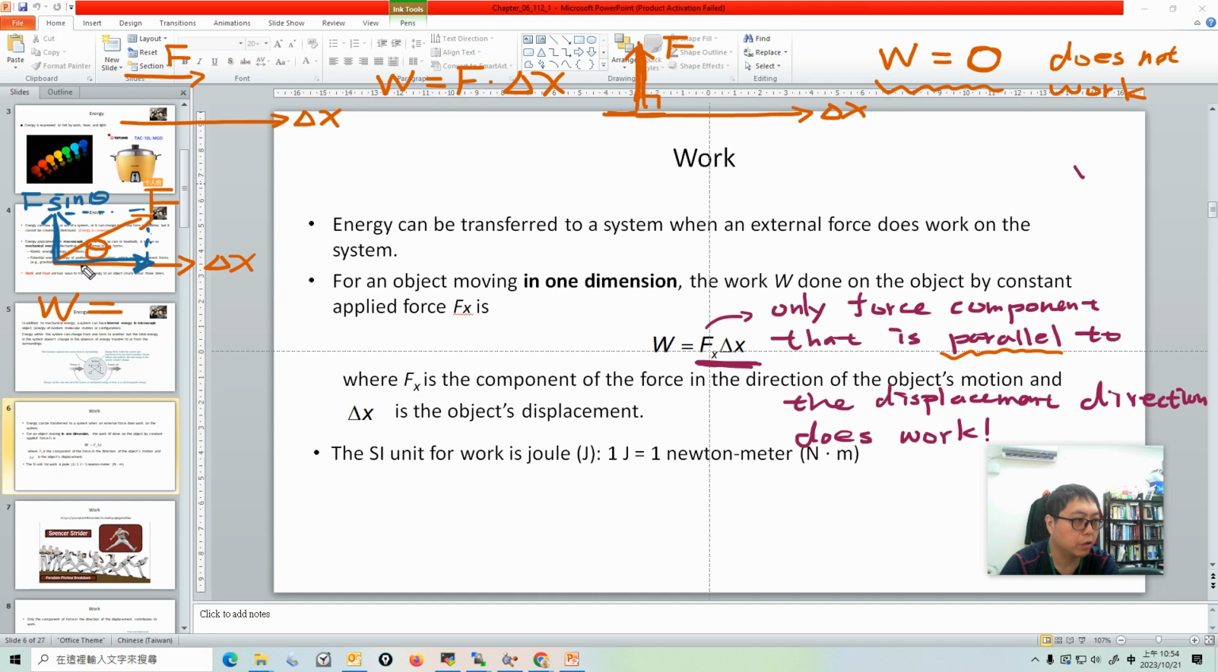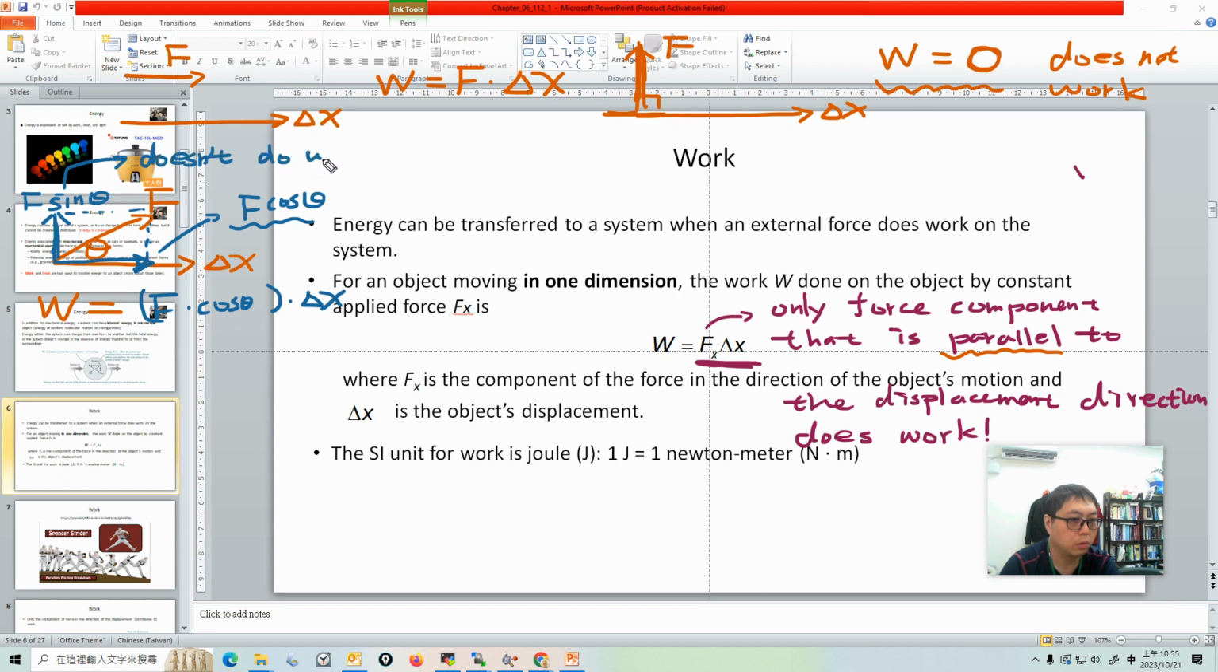Okay, and this component is so-called F cosine theta. The component F cosine theta, its direction is parallel to the displacement direction. So this component does work. So it's F cosine theta times delta x. And what about this force F sine theta? Because F sine theta is perpendicular to the displacement direction, this force does not do work.